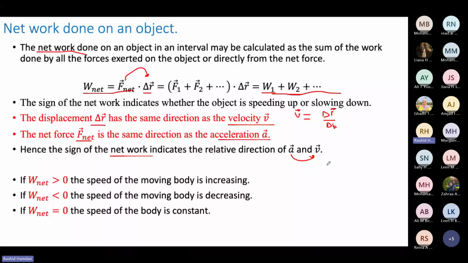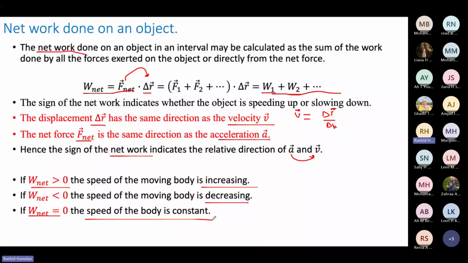So the sign of the work gives us what's happening to the object. If the net work is positive, then the object is speeding up, or its speed is increasing. If it's negative, we are slowing down. And of course, if it is zero, then we are moving with a constant speed, or we are not moving at all.